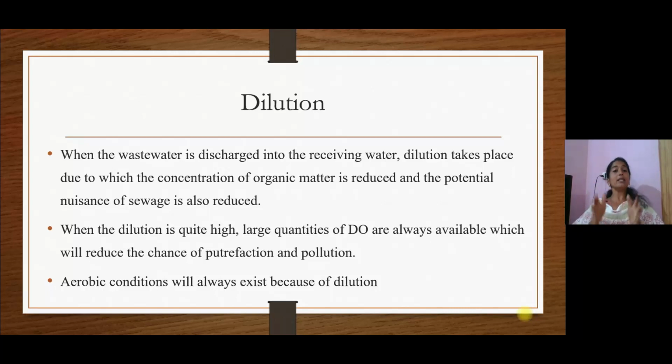This happens only when the quantity of dilution water is more compared to the wastewater, and the self-purification capacity of the receiving water body should be high. When the dilution is quite high, larger quantities of dissolved oxygen are always available, which will reduce the chance of putrefaction and pollution. Then aerobic conditions will always exist because of dilution. These aerobic conditions will enhance the process of decomposition of organic waste in the wastewater due to the mixing of dilution water with the wastewater.